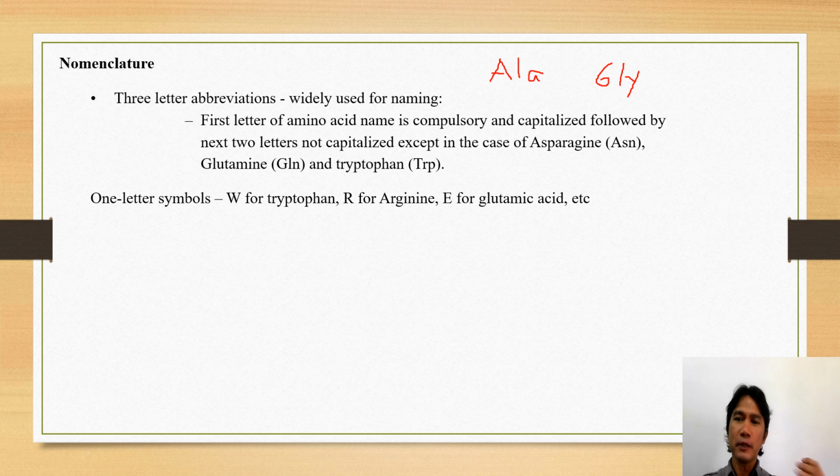However, for even longer proteins, the three-letter abbreviation can be long. It results in a very long name of a protein or chain of protein. So instead, we use a one-letter symbol. For example, W for tryptophan, R for arginine, and E for glutamic acid. And there are some more that have this nomenclature.